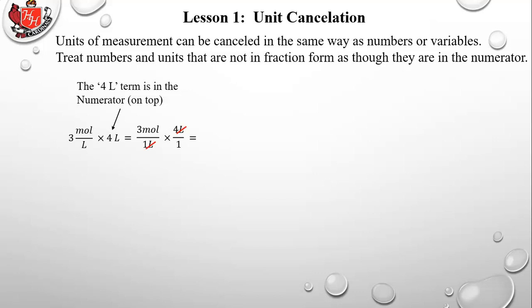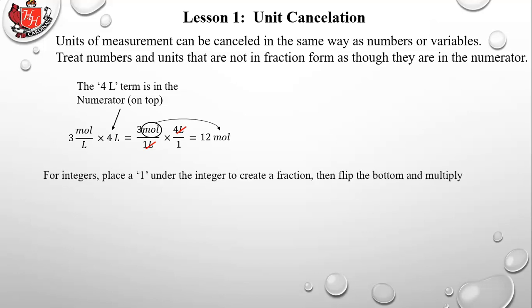You can make the liters cancel out, just like you made numbers cancel out in the previous slides. You can make units of measure cancel out. And then you still have 1 unit left, and that's mole. Whatever you have left after you're done canceling all the units that can be canceled, that's going to be the unit for your final answer. So now you can go ahead and do the math. So 3 times 4 is 12. The unit you have left is mole on the top, so it's 12 moles.